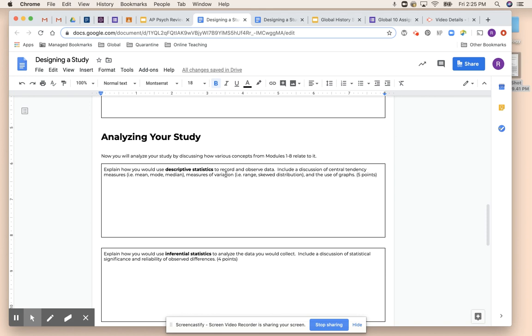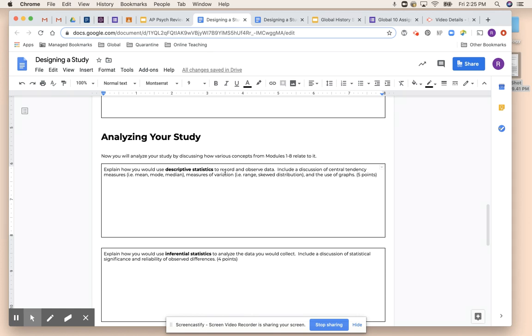And you are going to be looking a little bit into what are some of the constraints of this study? Why did you make this decision? And doing some analysis. So the first question asks you, explain how you'd use descriptive statistics. The AP test loves to talk about stats every now and then. So this is in module 7.